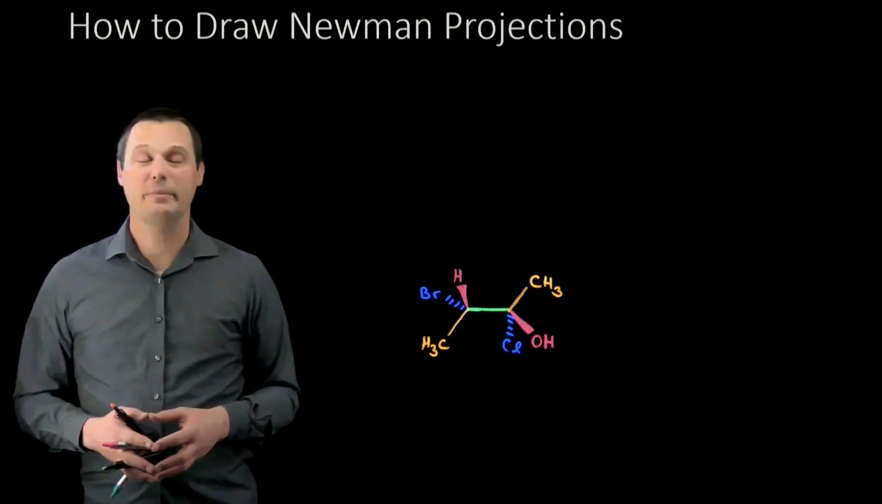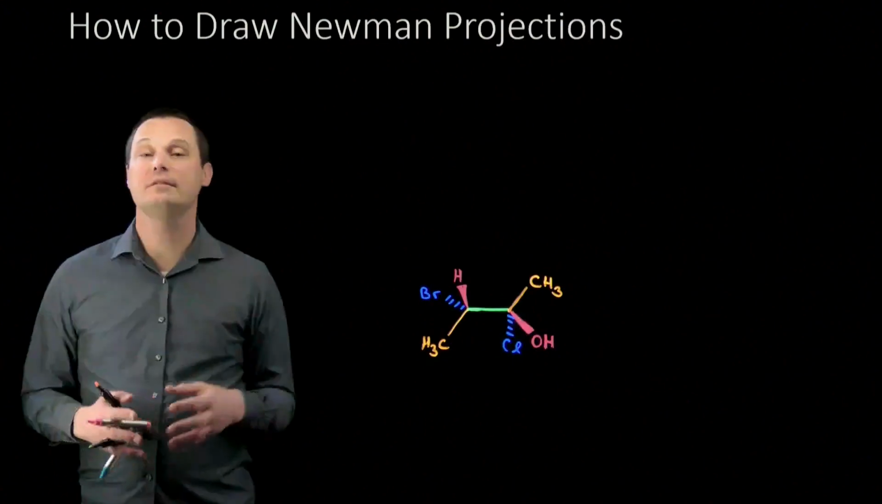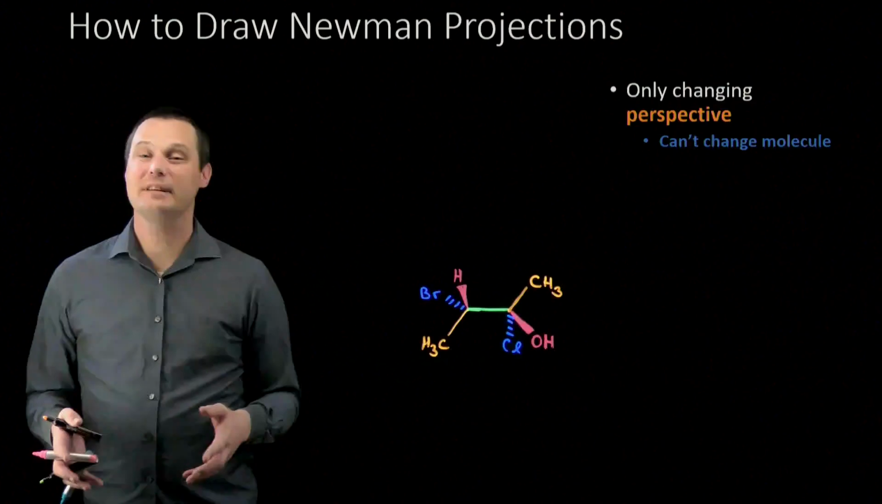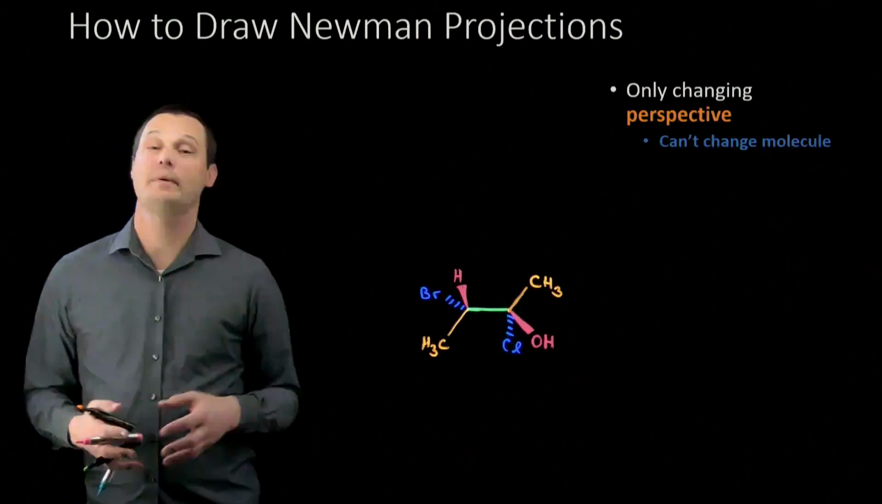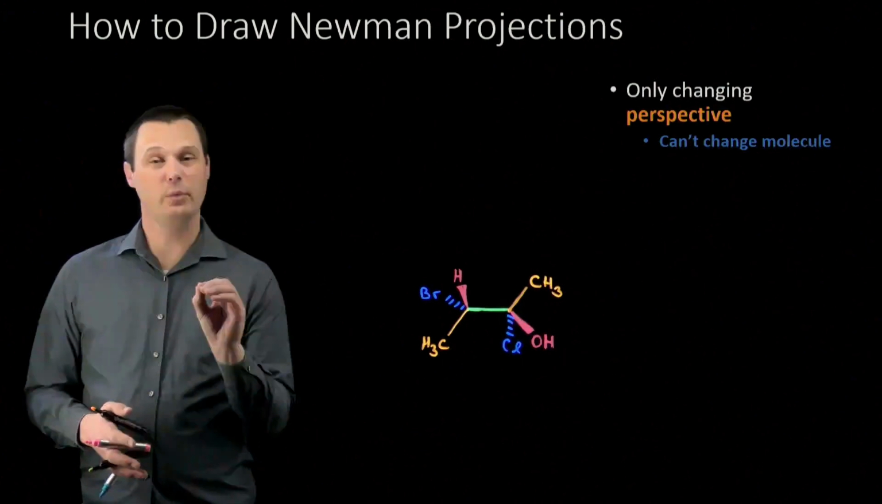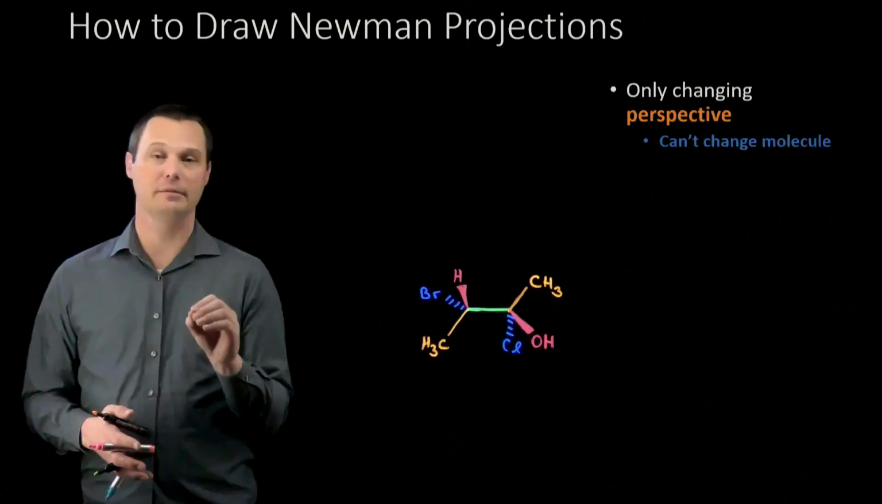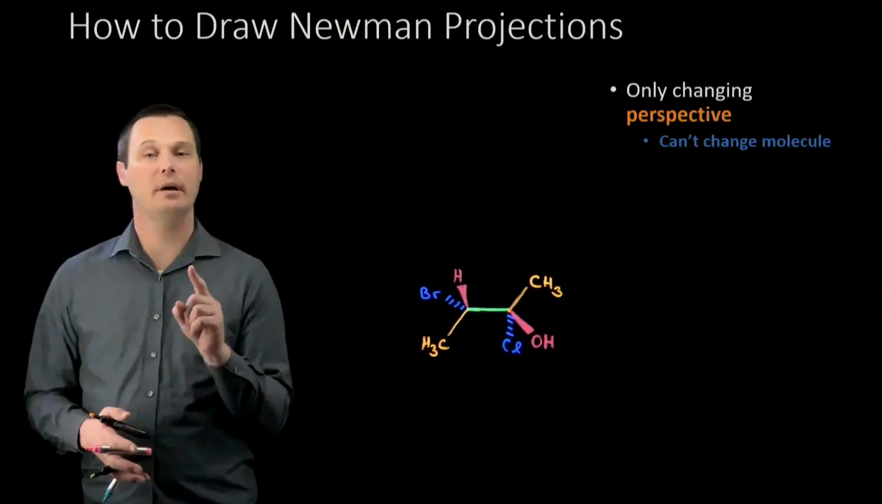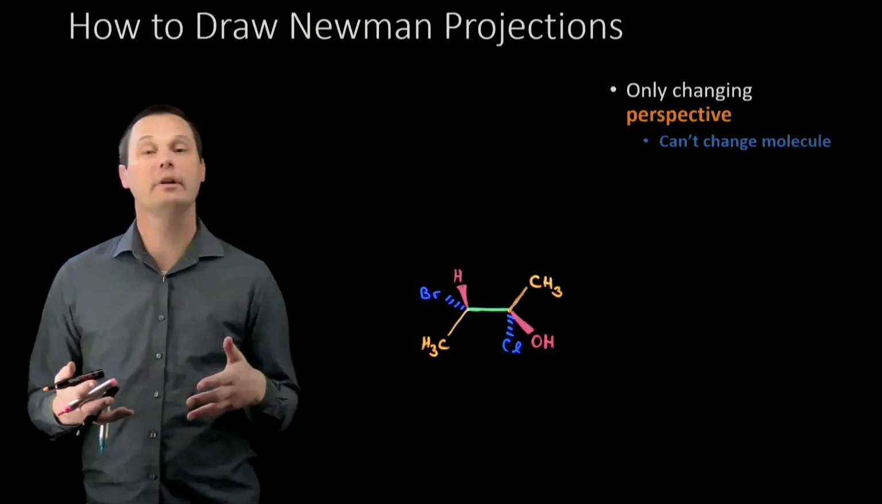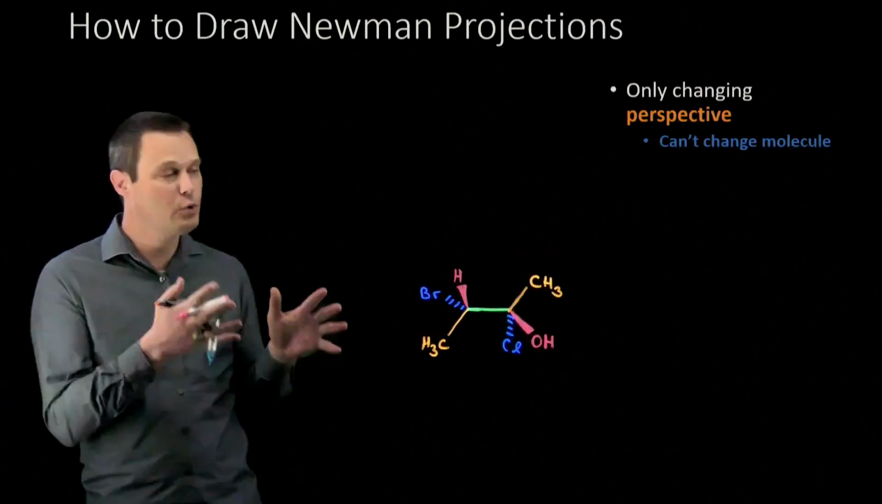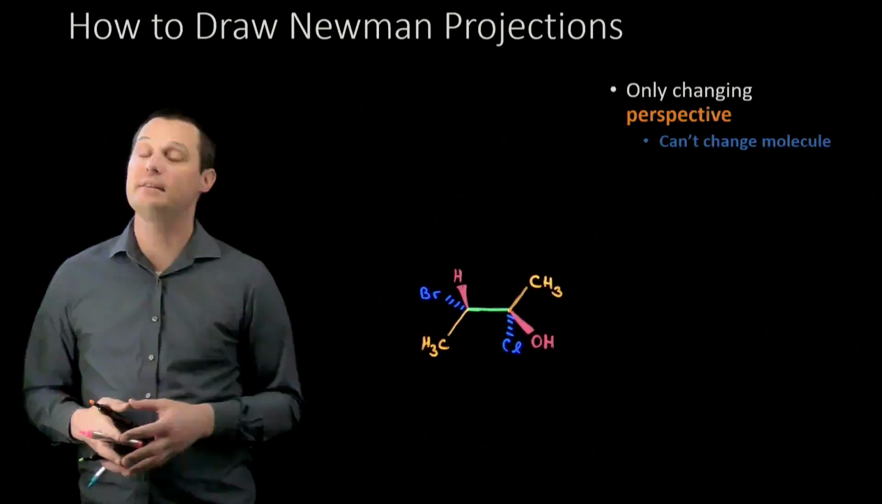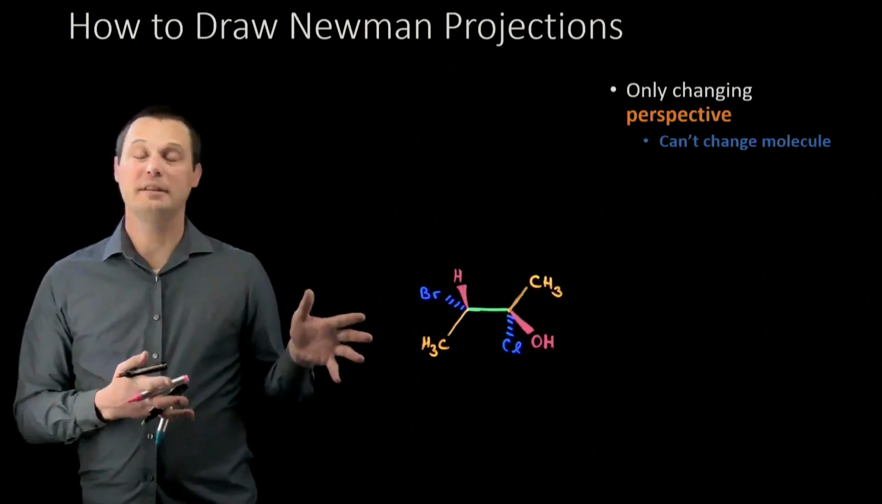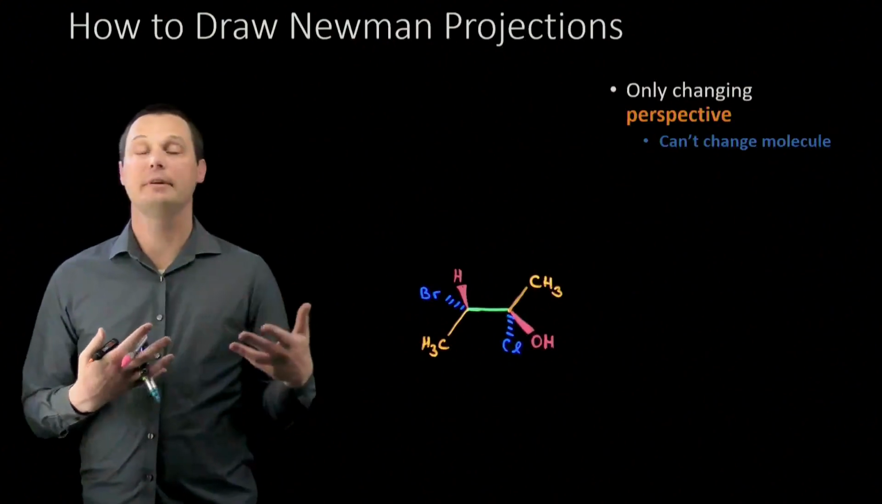One of the most common perspective drawings for acyclic molecules is the Newman projection. Let's get to work. The first thing to say about the Newman projection or any perspective drawing system is that the only thing we can change is our perspective of the molecule. We cannot change the molecule. We cannot break any bonds or form any new bonds. All we can do is change the orientation with which we are looking at the same molecule. When we're done, the molecule needs to be identical, just looked at from a different perspective.